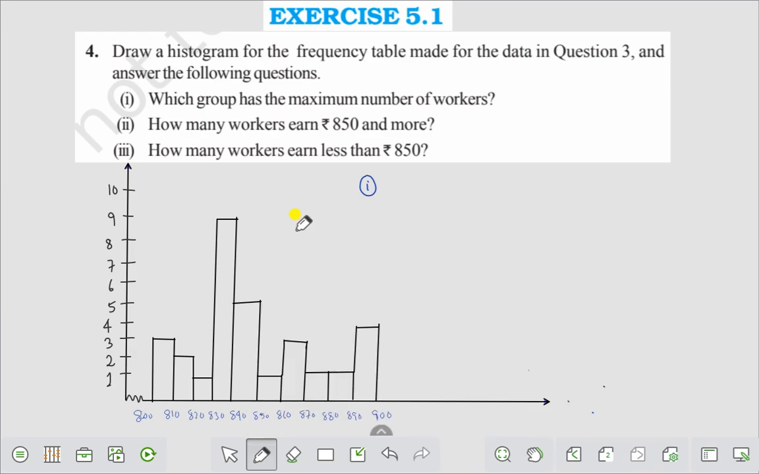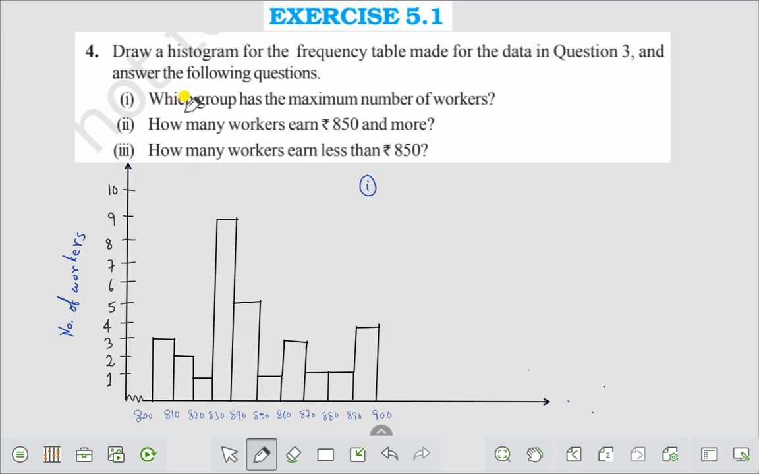Now the question is, which group has the maximum number of workers? With this histogram you see this group, 830 to 840, and this has 9 workers. It is the number of workers. Here it is the number of workers.